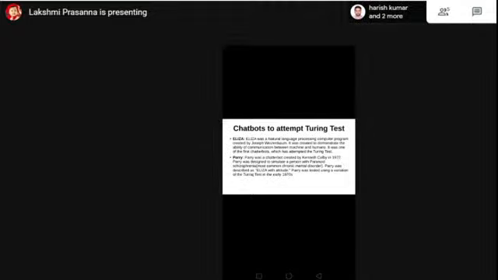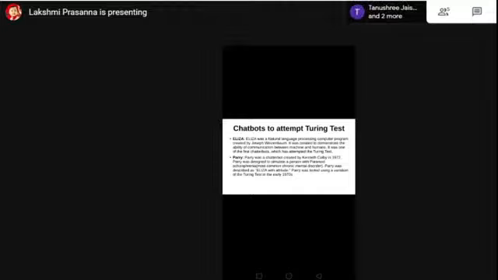So what are the chatbots that attempted this Turing test? The first is Eliza. Eliza was a natural language processing computer program created by Joseph Weizenbaum. It was created to demonstrate the ability of communication between machines and humans. It was one of the first chatterbots to attempt the Turing test. And the next was Parry.